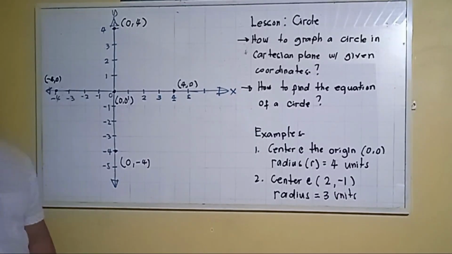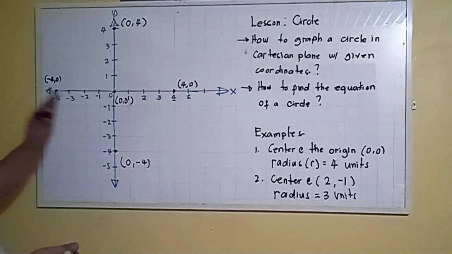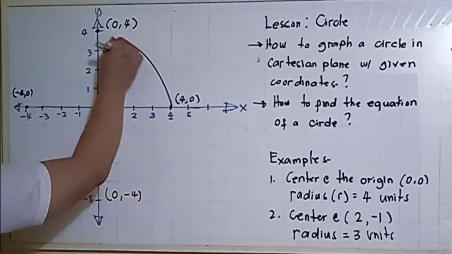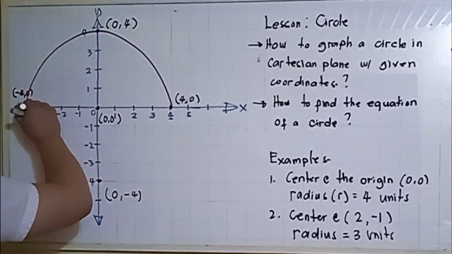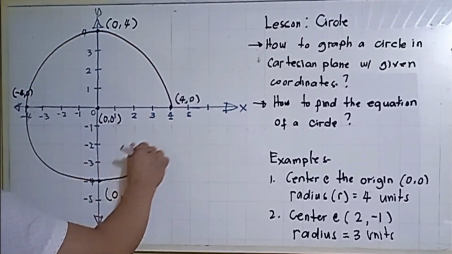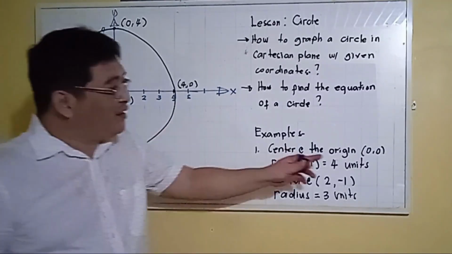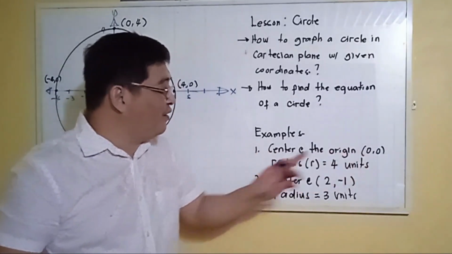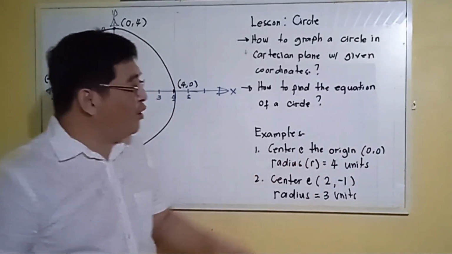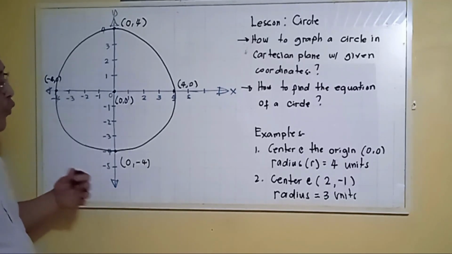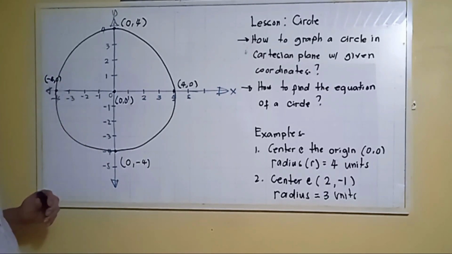So this time, i-connect na natin yung lahat ng mga points na nakuha natin dito sa rectangular coordinate system o sa Cartesian plane. I-connect lang natin lahat yan to form a circle. So meron na tayong circle with given center at the origin 0, 0, radius 4 units away from the center. Paano ba natin mahanap yung equation ng circle natin na to?